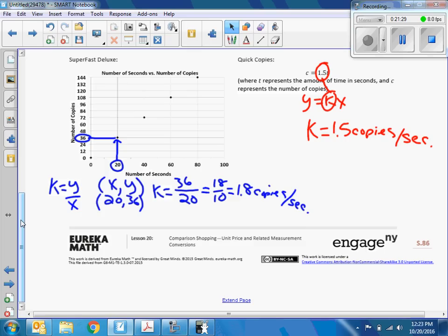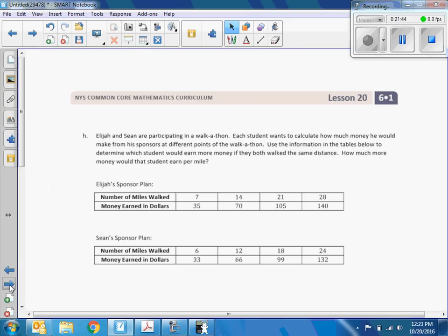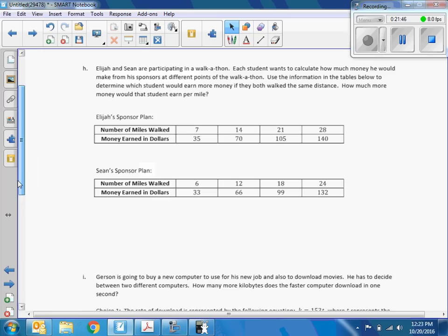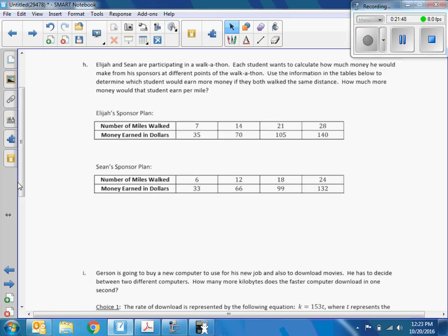1.5 copies per second. The k is staring us in the face in the equation. 1.5 is not as many as 1.8. If I were the principal and I was looking for the fastest, I would choose the Superfast Deluxe because I would get 0.3 copies more. Okay, the lesson keeps going.